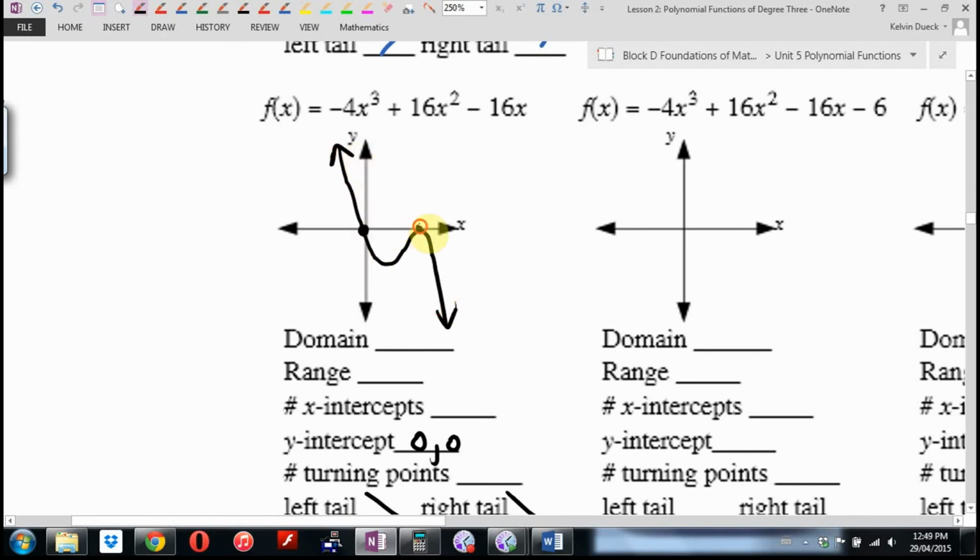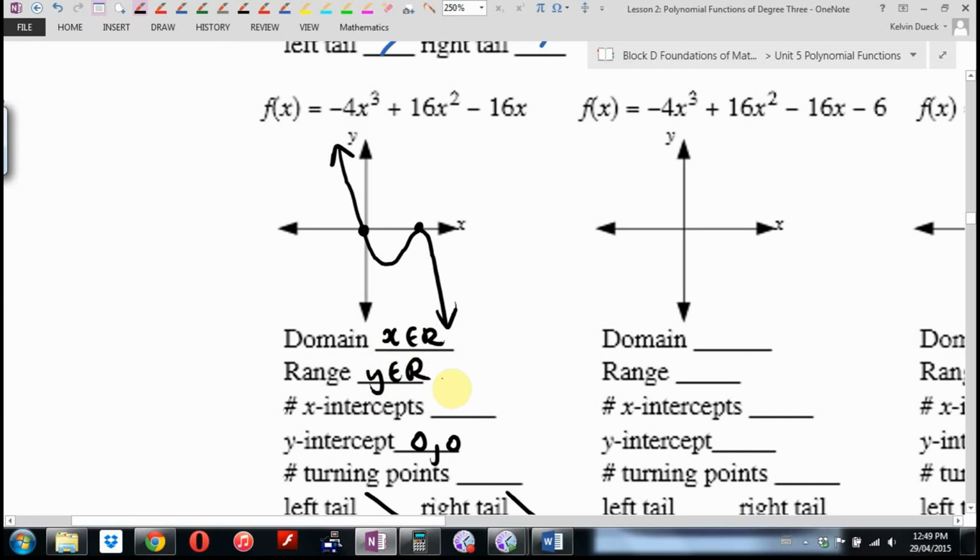Got a root there and a kiss there. Am I right? Is that what you guys got? Mm-hmm. Yep. What's the domain? All reals. What's the range? All reals.